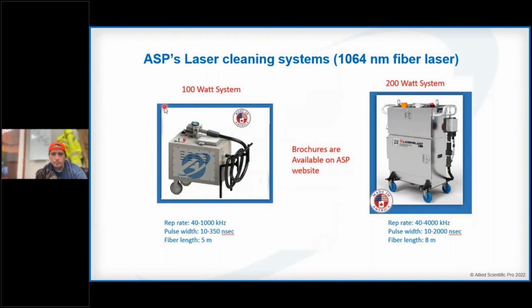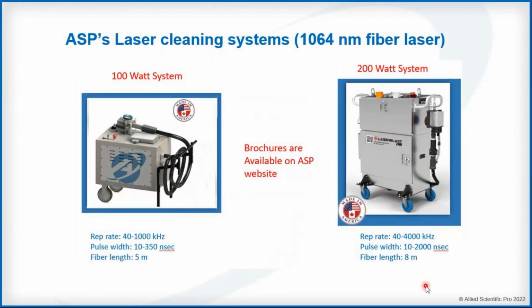This was the initial design that we had, this box with the laser head and the fiber. And then a while ago, a few years after that, we designed a 200-watt system, which is narrower and longer. It also has some cabinets for storing basically goggles and different lenses and so on. And there's of course variability in the repetition rate and pulse width, and this has longer fibers as well.